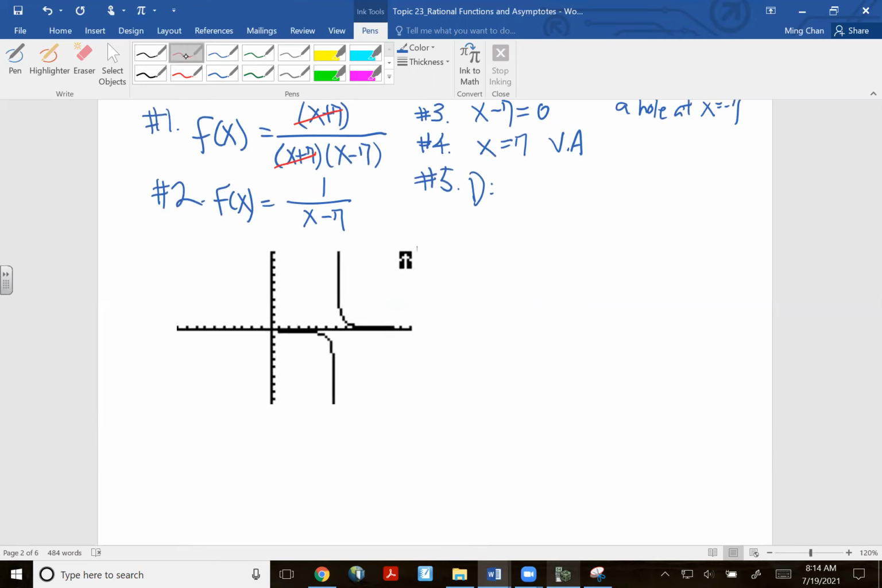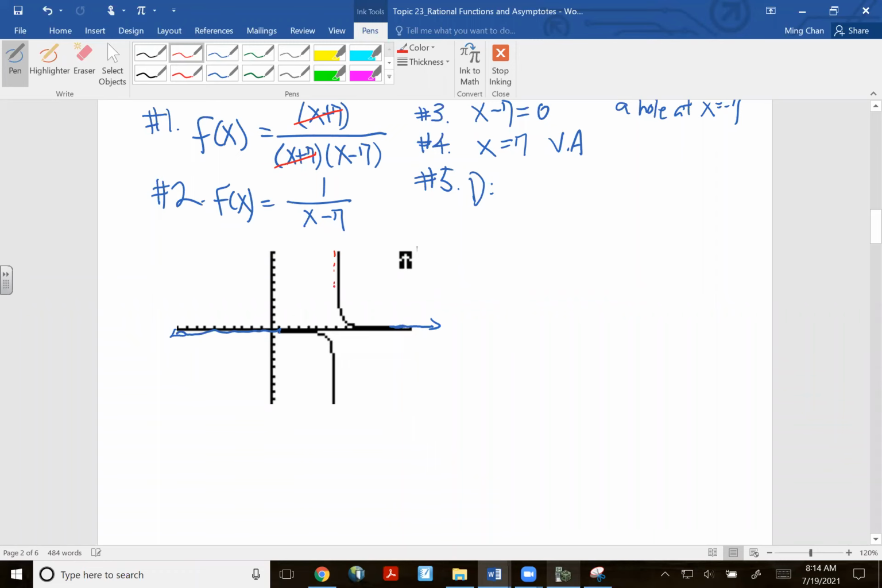All right, so this part keeps on going to the right, right above it. This side stays right below the x-axis. Okay, and there is a vertical asymptote: 1, 2, 3, 4, 5, 6, 7, right here.